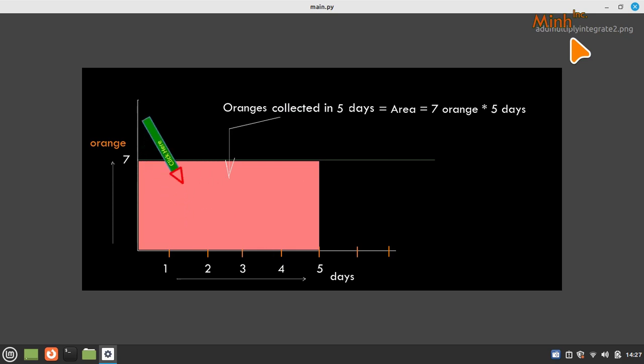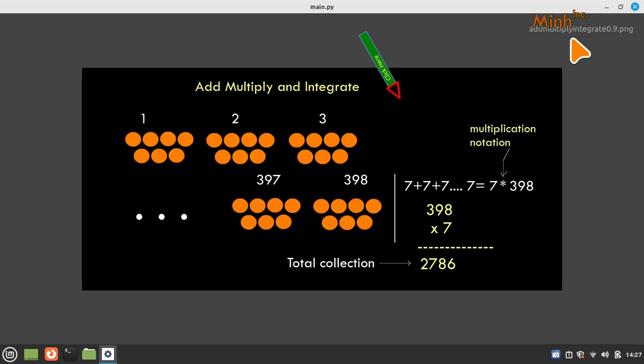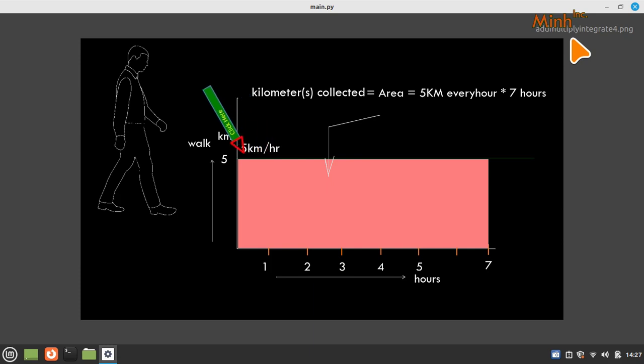So if I calculate the area of this graph, then it comes to 7 into 5, x into y. So that much is collection. So area of the graph is nothing but multiplication, or this is how addition looks in graphical form. Or a person walks 5 kilometers every hour, then at the end of 7 hours he covers 35, because x is 7 and y is 5. So 5 into 7 comes to 35. So this is also a way of addition.